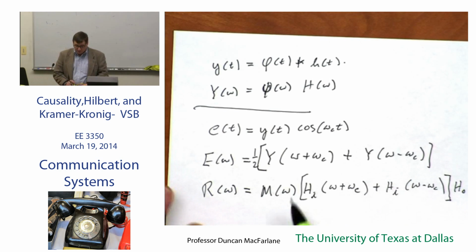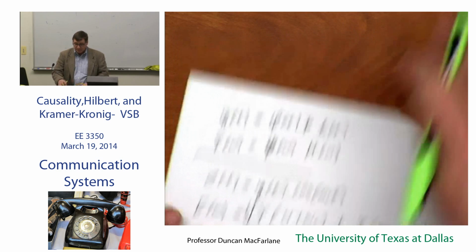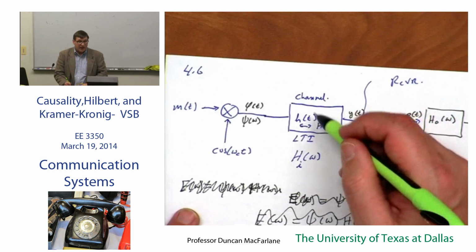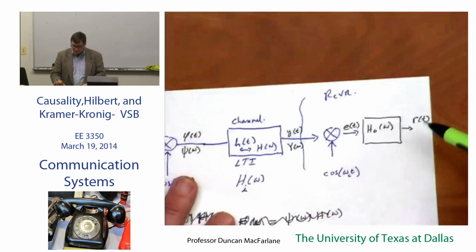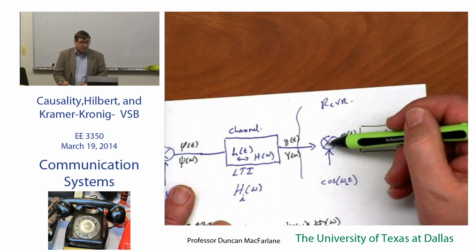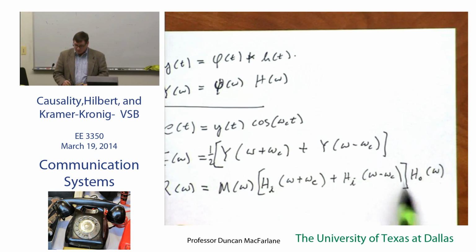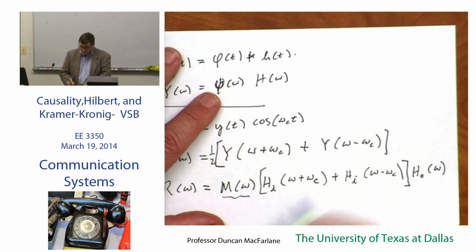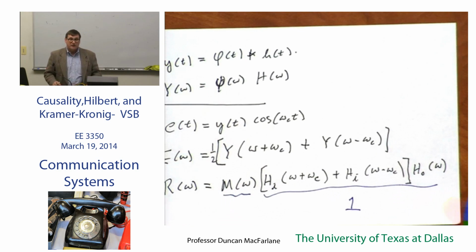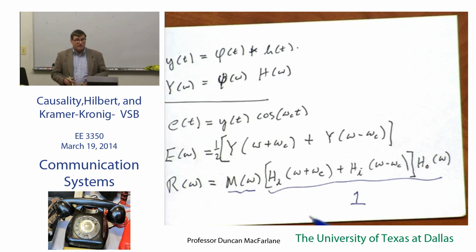Okay? So we have to be a little bit careful with the roles of these omega plus omega_c's. But if you think about this, then this Y is going to be H at the upshifted frequency that operates on M of omega. Okay? So the recovered signal is this guy shifted, multiplied this guy shifted, multiplied by M of omega. So M of omega multiplied by the channel, multiplied by the output, that's going to be the recovered signal. And we want this piece of it. Therefore, we want this guy to equal 1. If that's the case, R of omega is equal to M of omega, or r(t) will equal m(t).